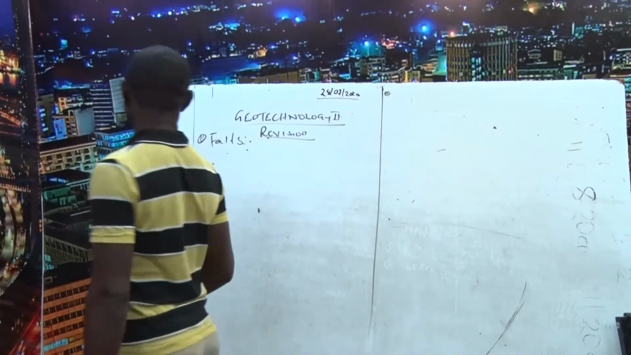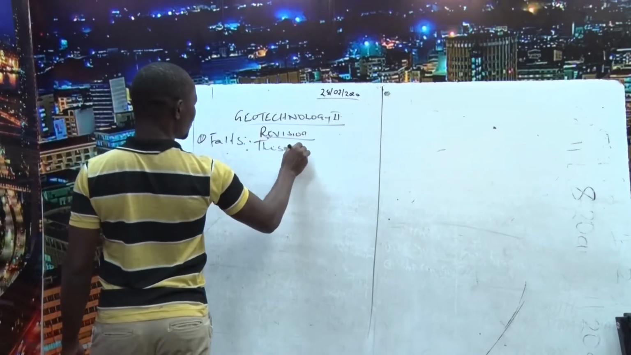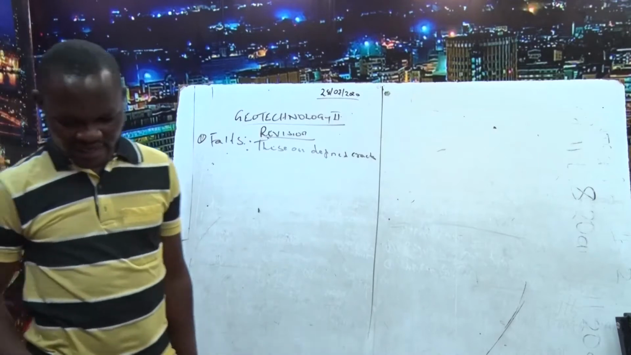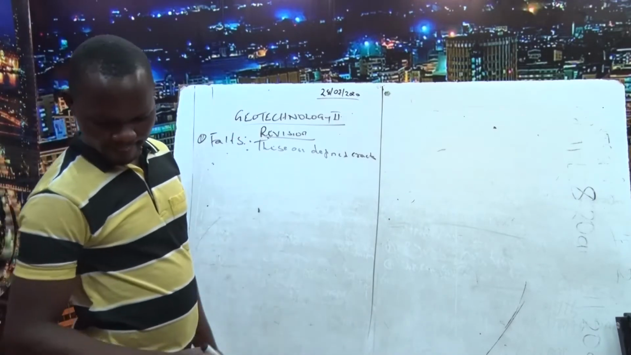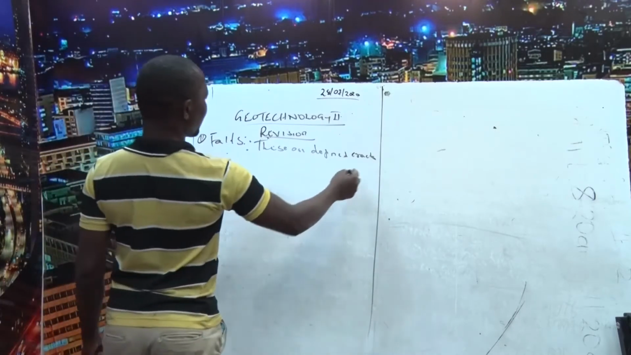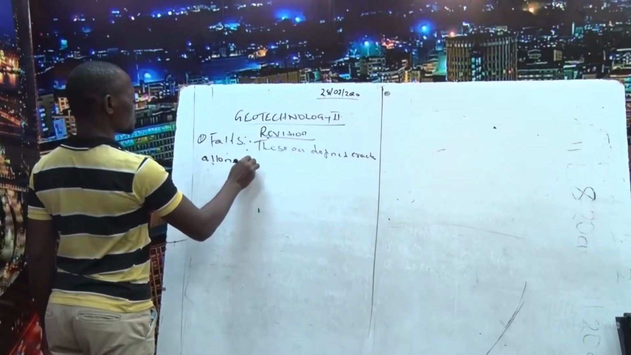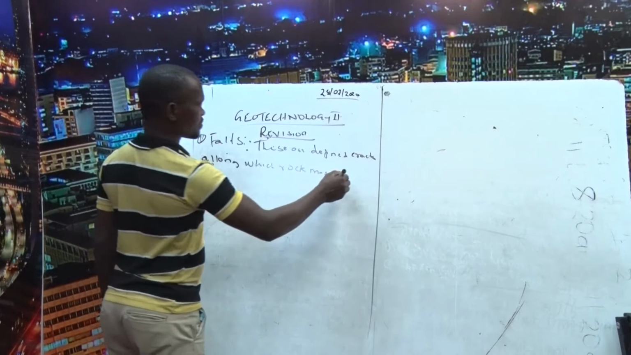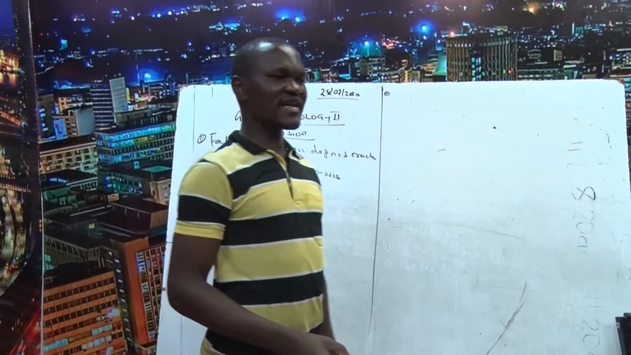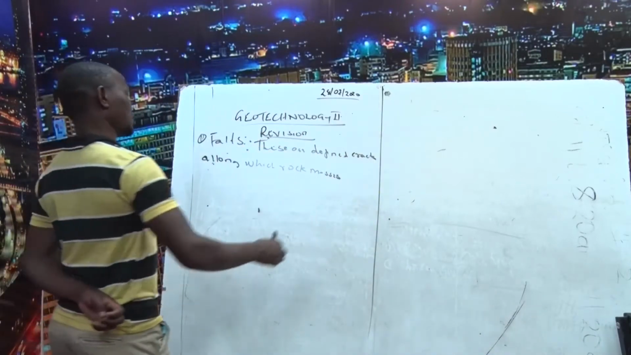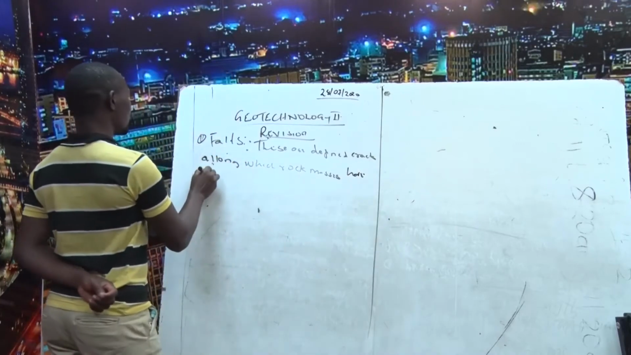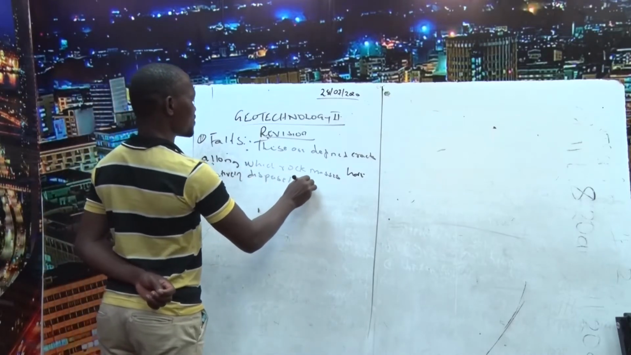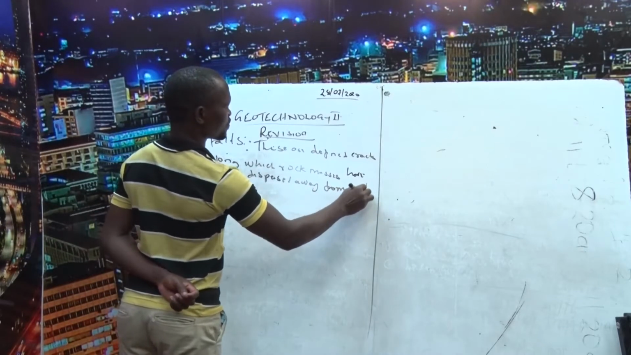We talk about the fault, say, they are defined cracks along which rock masses have relatively dispersed away from each other.